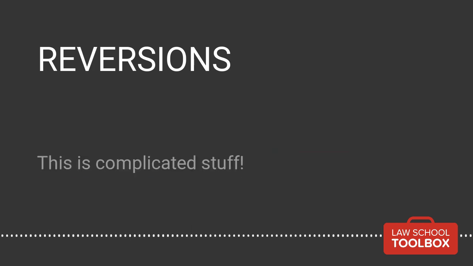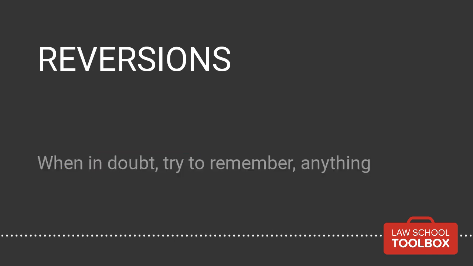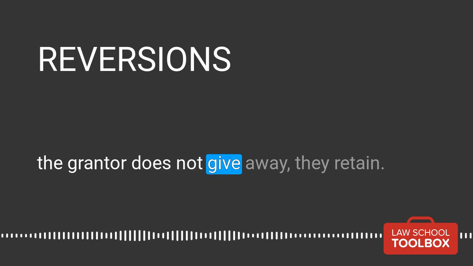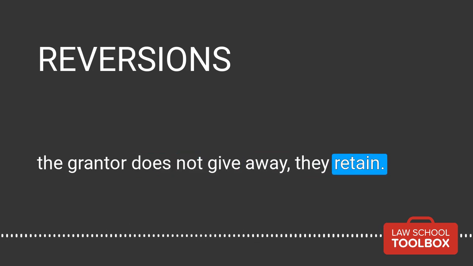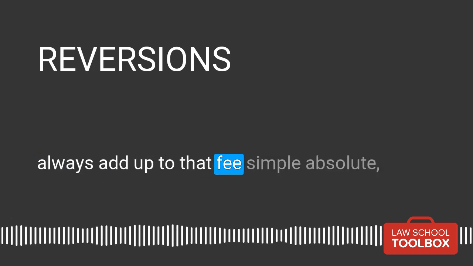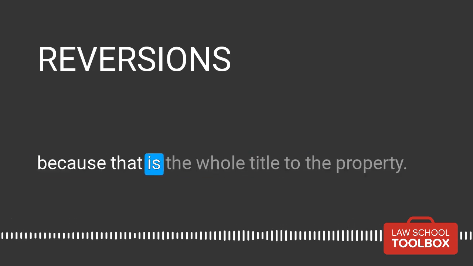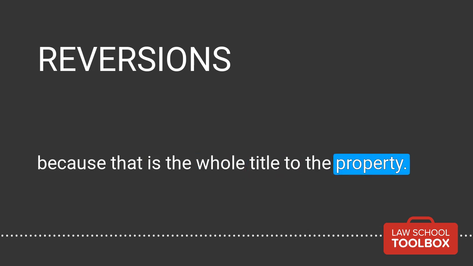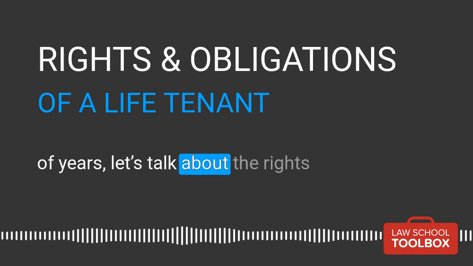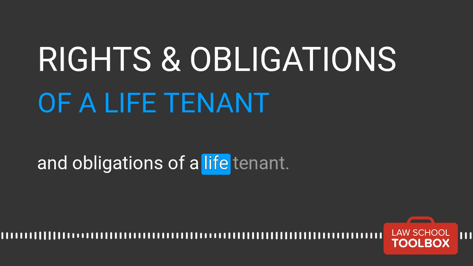Still with me? This is complicated stuff. When in doubt, try to remember anything the grantor does not give away, they retain. The present and future interests must always add up to that fee simple absolute because that is the whole title to the property. Now, before moving on to estates of years, let's talk about the rights and obligations of a life tenant.